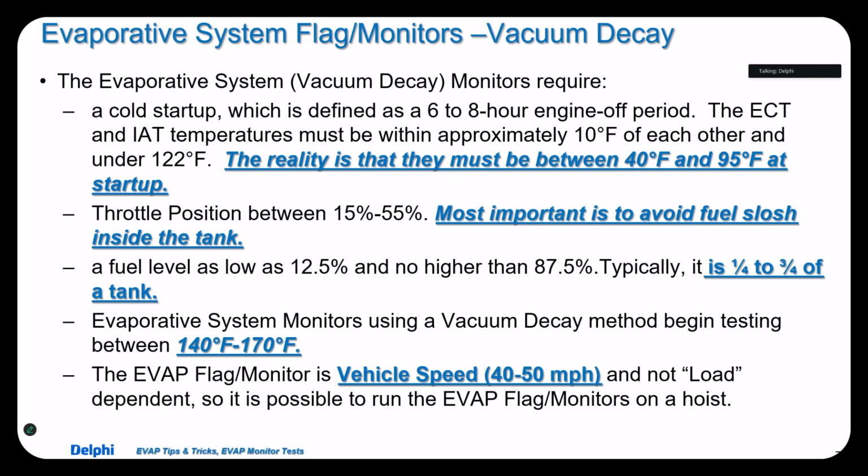If you were with us in the last class, vacuum decay we addressed, but for you that are new, vacuum decay means we're going to use the engine vacuum through the purge valve up to the vent solenoid to determine if the system has what we would call a large leak. Some people call it a gross leak. I like to call it a weak vacuum test, but I'll get into that as we go along.